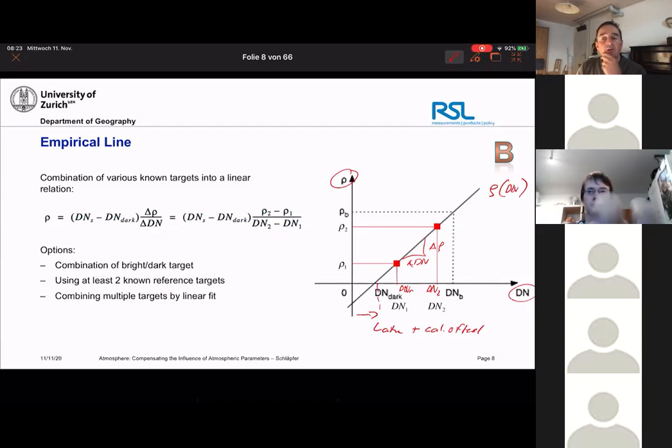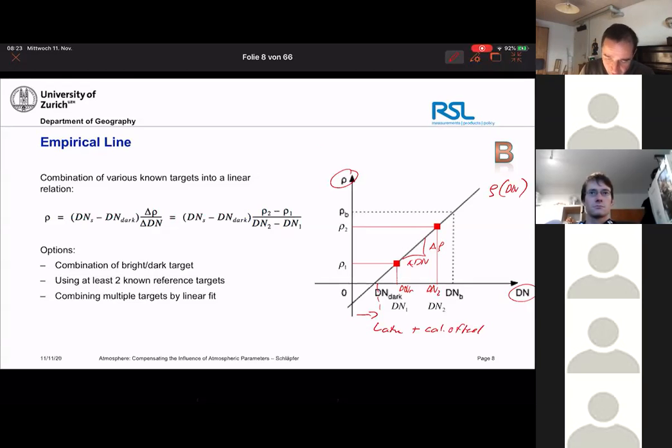So what you need to do is to feed two targets, one dark one and one bright one, feed the full spectrum of those, find them in the imagery, assign a region of interest, and then combine the two, and then you get a linear relation.